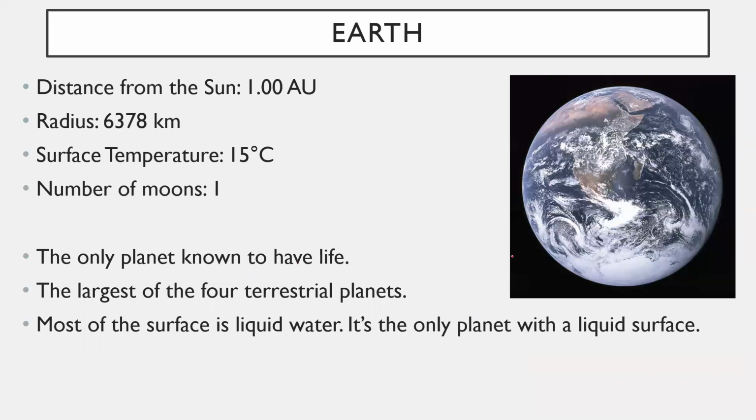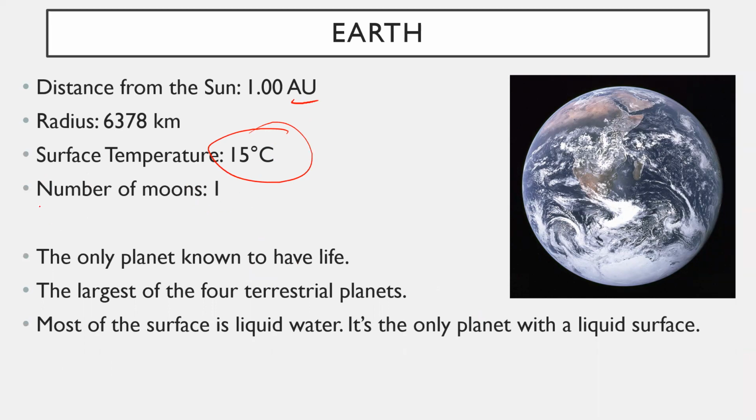This one, of course, the distance from the sun is exactly 1 AU on average. That's what an AU was defined as. Remember, that means astronomical unit. I don't think I mentioned that earlier today. The radius of Earth is 6,378 kilometers. You'll notice that's just a little bit bigger than Venus. The surface temperature on average is 15 degrees Celsius. As we know, living where we live, of course, that changes rapidly.